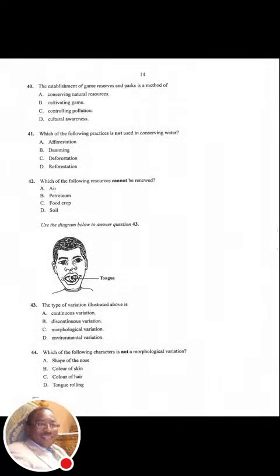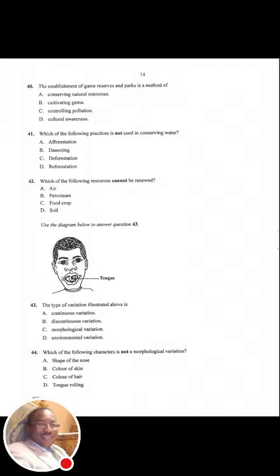Let's move on. Question number 40. WAEC past biology question, May-June objective 2017. Very easy biology to trash. Number 40, the establishment of game reserves and parks is a method of A, conservation of natural resources, B, cultivating game, C, controlling pollution, D, cultural awareness.